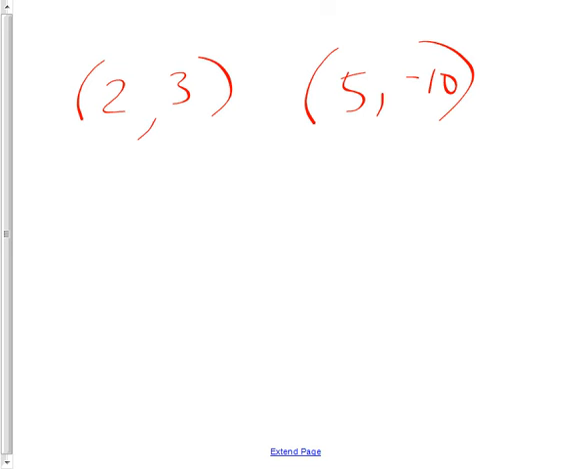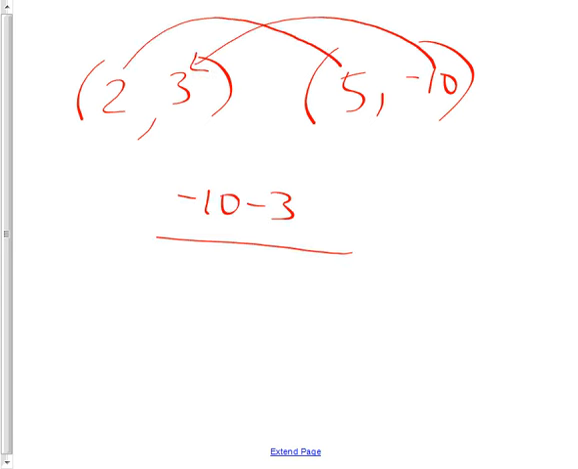Most of you were fine on the slope part on the quiz. Negative 10 minus 3 over 5 minus 2. Okay? Negative 10 minus 3 would be negative 13 over, what?